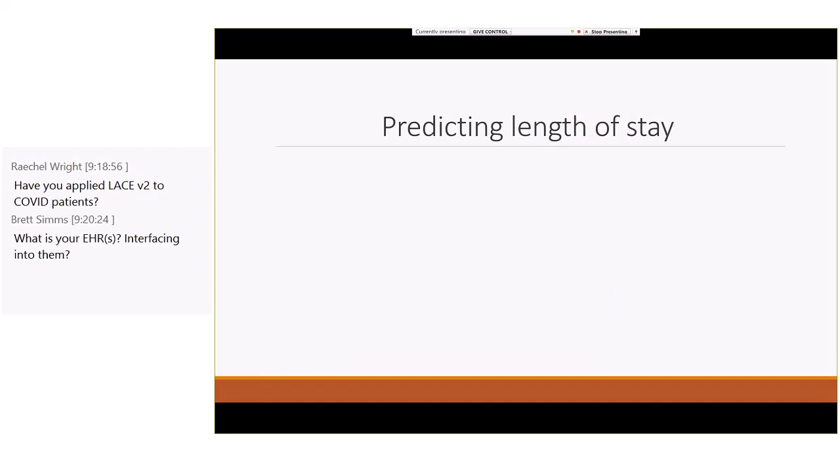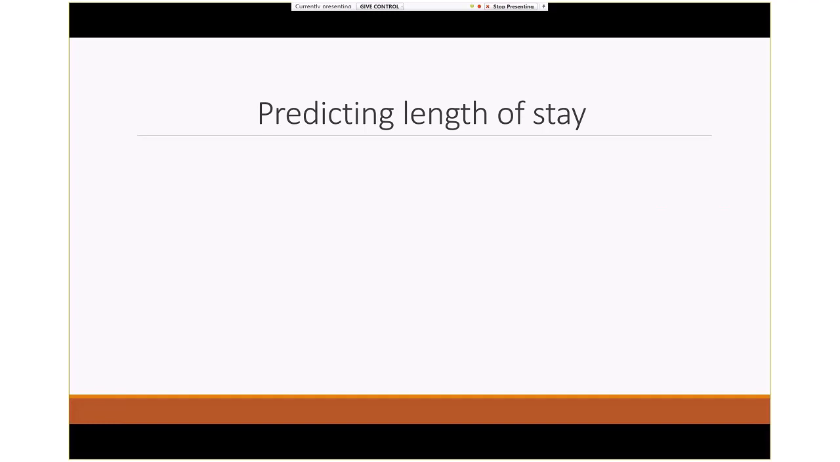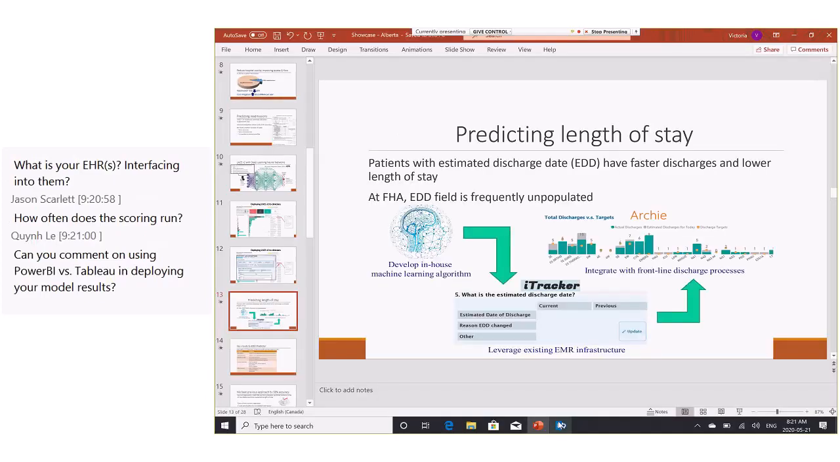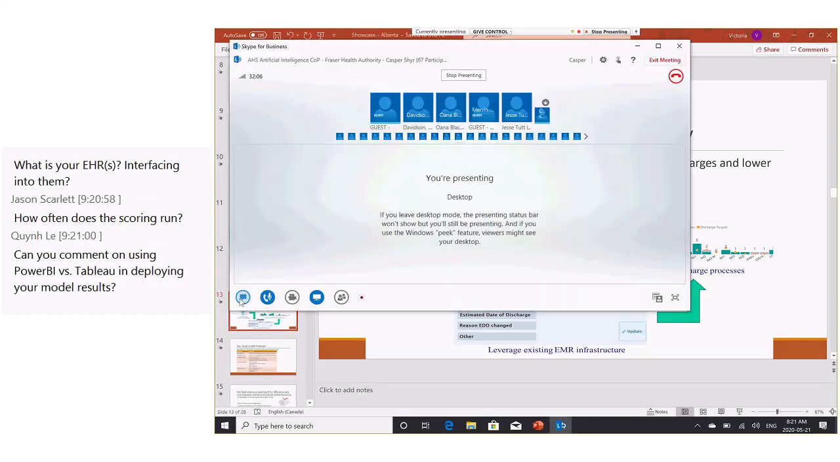I'll pause here for a sec just to see if there are any questions so far before I move on to the next application. Hey, Casper, we have a few questions in the chat window. Oh, sorry. Am I able to see that? Sorry, if you want, I can read them to you.